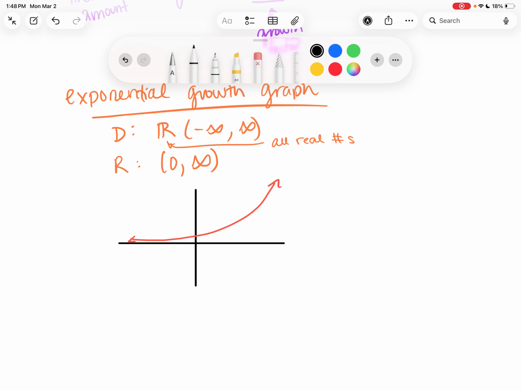Graph the function and identify its domain and range. We're just graphing the function. It's nice and easy. Number 10. Y equals 7 raised to the x.